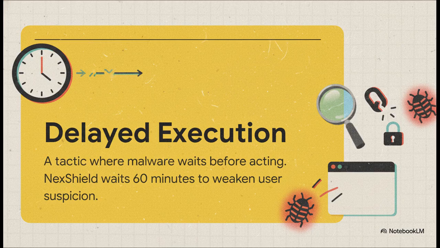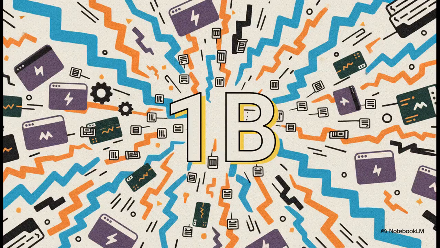Now, this is super clever. To avoid getting caught right away, the malware uses a tactic called delayed execution. It actually uses Chrome's own Alarms API to just sit there and do nothing for a full 60 minutes. Think about it. By the time your browser starts acting up an hour later, you've probably completely forgotten about that new extension you installed. So how does it actually crash a modern browser?